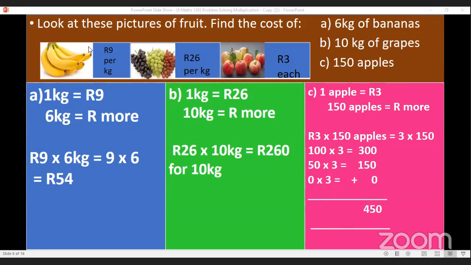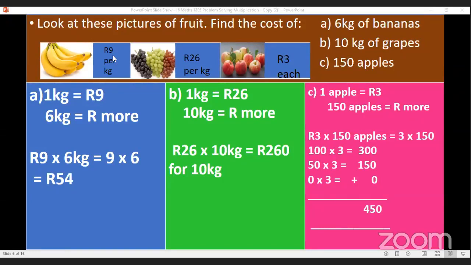So it says 1 kg of banana costs how much, Ethan? 9 rand. And how many kgs should we look for? 6 kgs. So which operation are we going to use? The multiplication. So we're going to say what times what? 9 times 6. And what is 9 times 6? 54. 54 what? 54 rands. Yes, 54 rands. Thank you so much, Ethan, for answering.